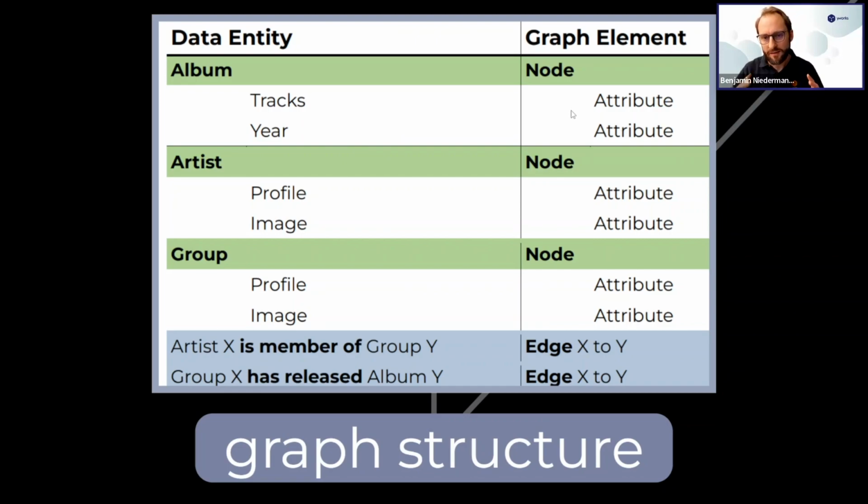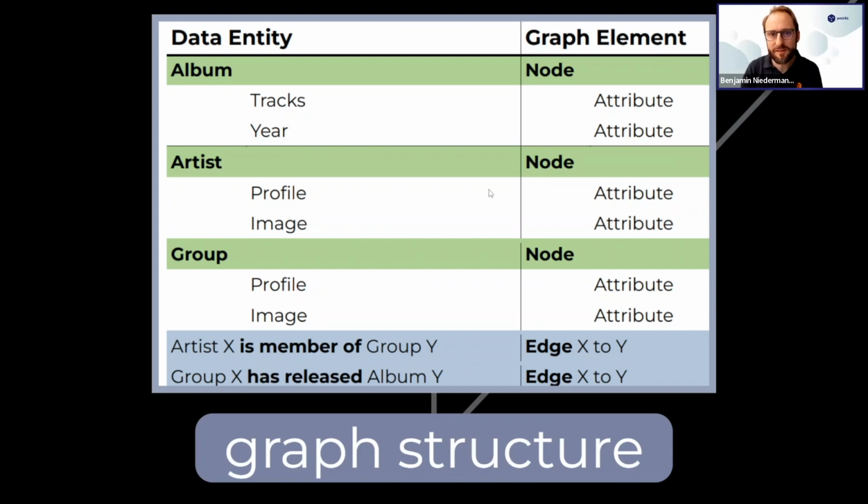And this looks a bit technical and maybe also a bit boring if you want to create a graph visualization, but this is a really important part of this process where you decide which part of the data is mapped on which part of the graph. And here, for example, for the edges, I could also decide, okay, an edge X to Y means that the artist X is a member of a group Y, and group X has released album Y means that there's also an edge from X to Y.